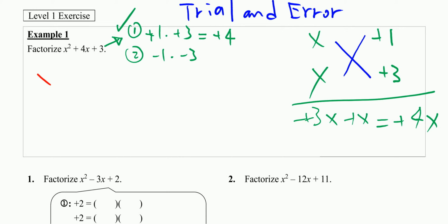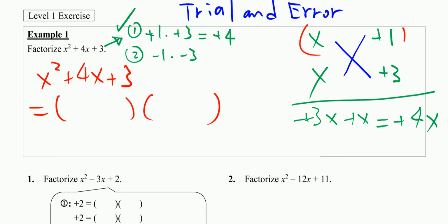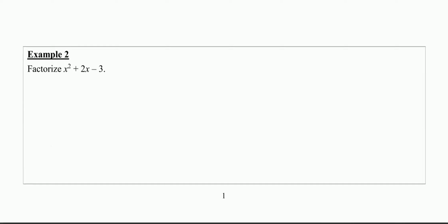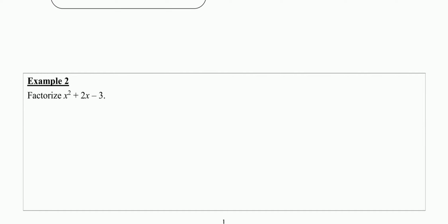So in actual calculation, we put two brackets in here, and these two are your brackets. For me, I will first write down 2x in here, and then just copy it, and that is the answer for example 1.